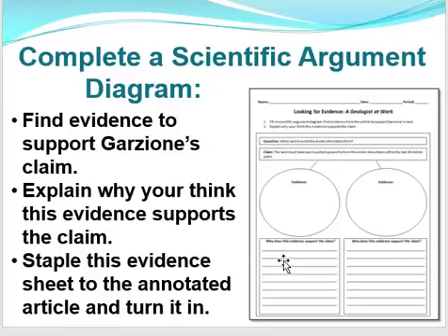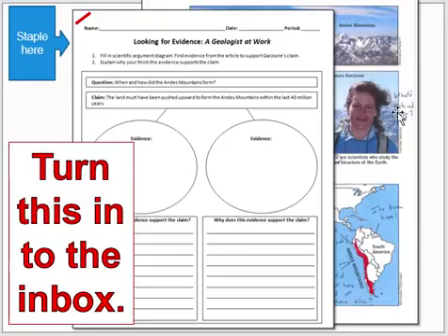So when you're finished with this part, and you can work together with your group, then take a moment to staple your original annotated article to the back with your looking for evidence, the geologist at work, scientific argument on the front, and staple those and turn them into the inbox.